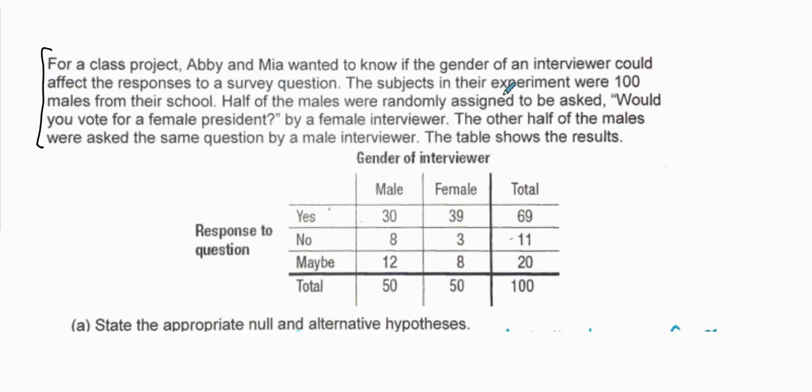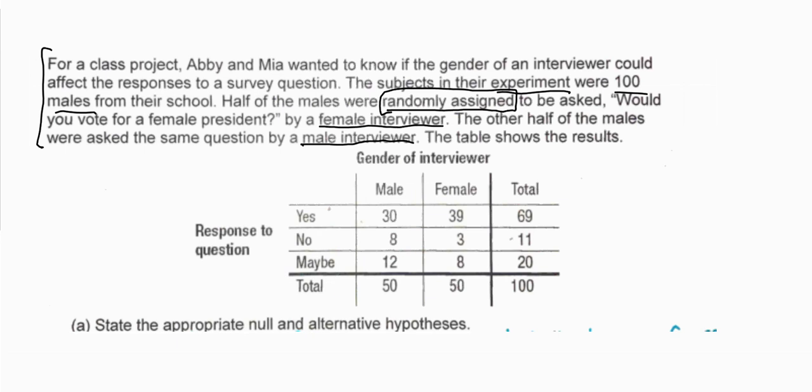The subjects in the experiment, so once again we have an experiment here, were 100 males from their school. Half the males were randomly assigned to be asked, by a female interviewer, would you vote for a female president? The other half of males were asked the same question by a male interviewer. The table shows the results below, and you can see that right here.